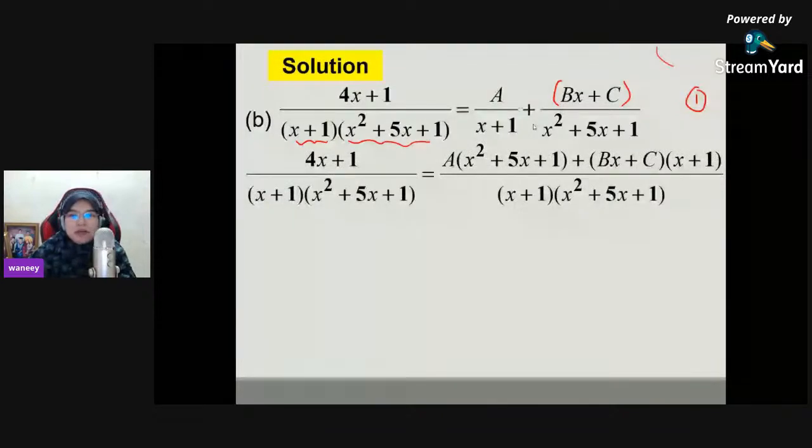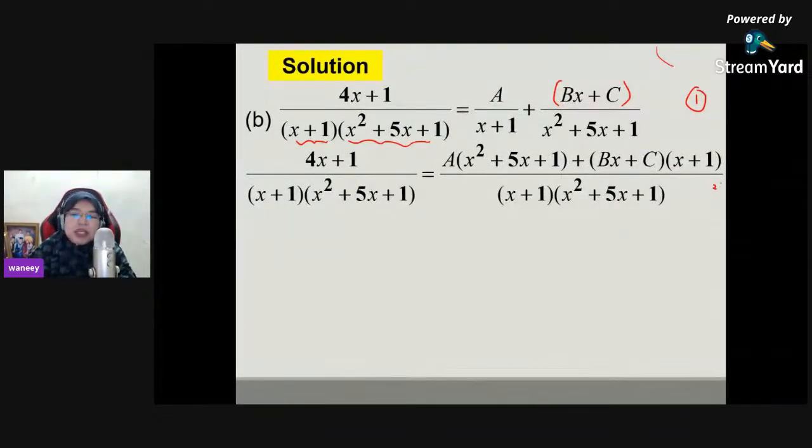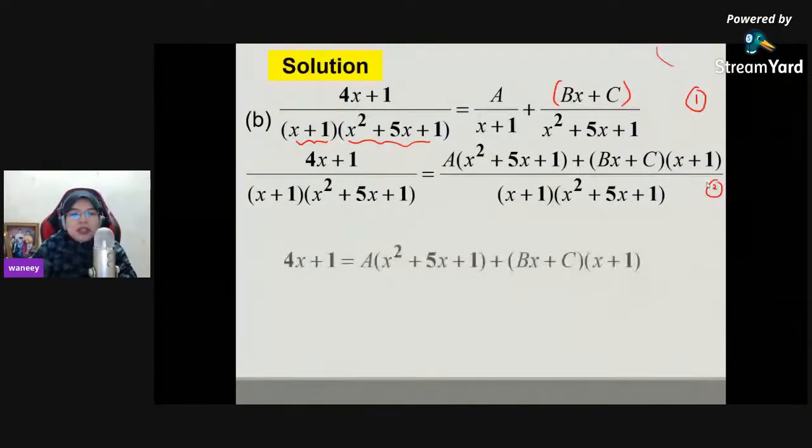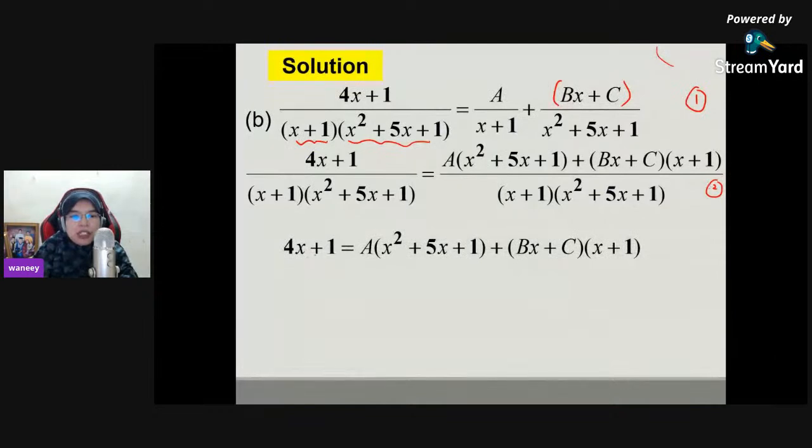So in this step, you have a common denominator. This is the second step. The third step, we simply compare our numerators. So we get 4x + 1 equal to A(x² + 5x + 1) + (bx + c)(x + 1). Now the fourth step, again, you can either use substitution or comparing coefficients.